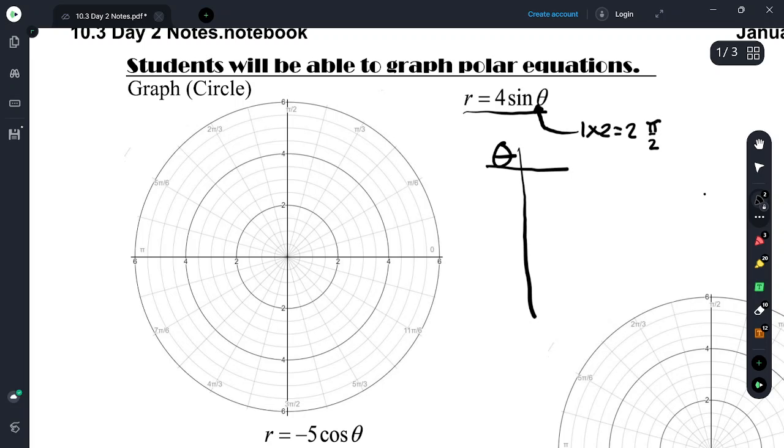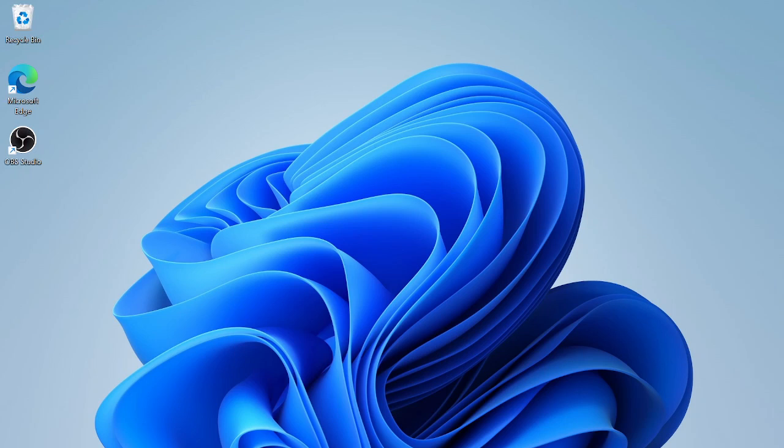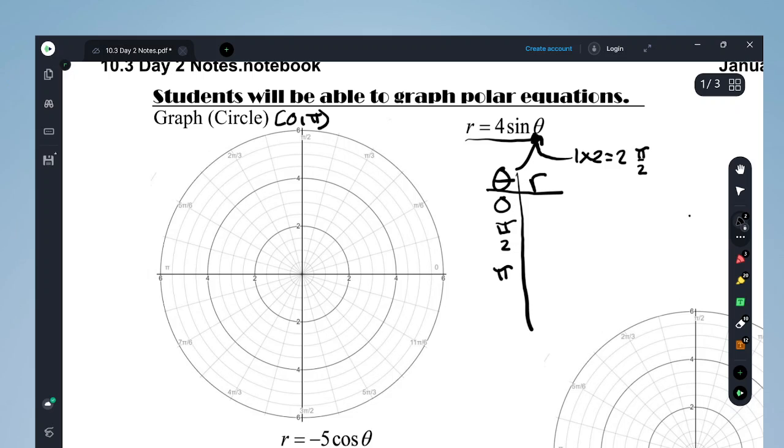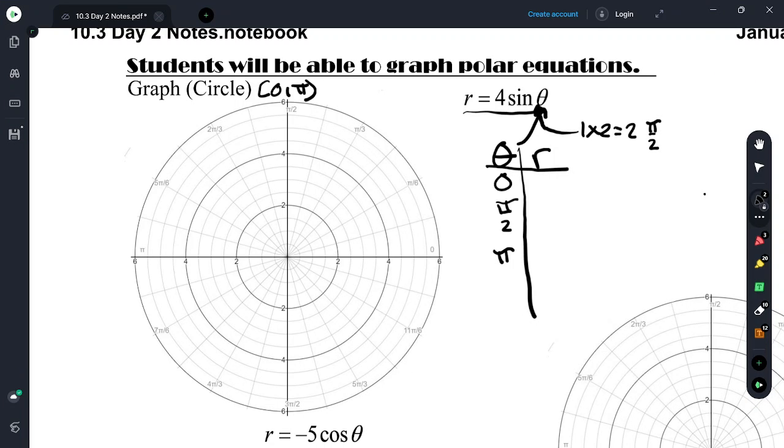So we have theta, and then what r would be when we plug in the values for theta. We're going to count by pi over 2, and we're going to go to 2 pi. Actually, with circles, we only need to go to pi. So 0, pi over 2, and pi, because circles finish in pi. So we have to go from 0 to pi.